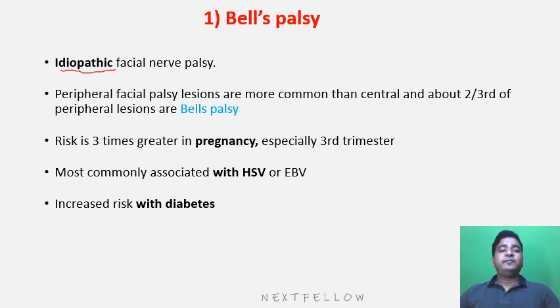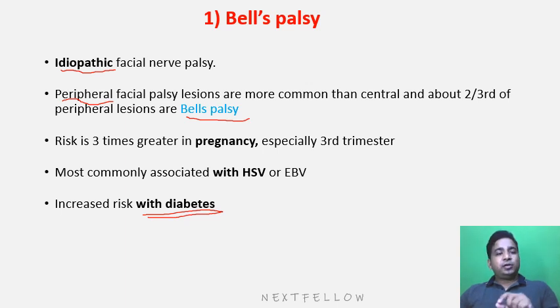I'm talking about peripheral facial palsy. Central facial palsy is much less common. Peripheral facial palsy lesions are more common compared to the central ones, and out of those, two-thirds of the peripheral lesions are because of Bell's palsy. The risk increases in pregnancy, especially in the third trimester. And what viruses can be found associated? Either herpes simplex or Epstein-Barr virus. And the risk also increases with diabetes.